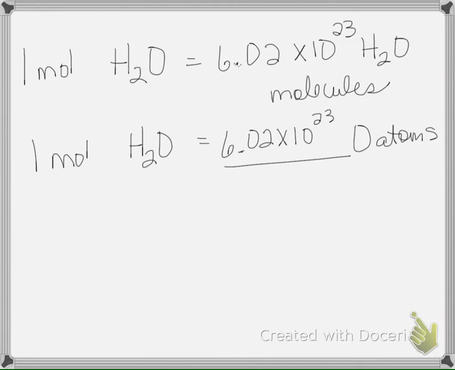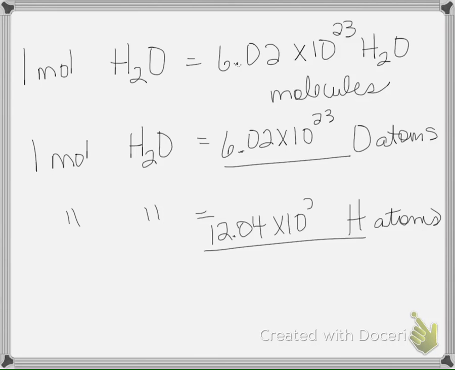Okay? How many hydrogens does each water have? Each water has 2 hydrogens. So, what if the question said a mole of water equals how many hydrogen atoms? 12.04. Yes, that answer would be 12.04 times 10 to the 23rd, because there's 2 hydrogens for each water. And there's 6.02 times 10 to the 23rd waters, so there's 12.04 times 10 to the 23rd hydrogen atoms.